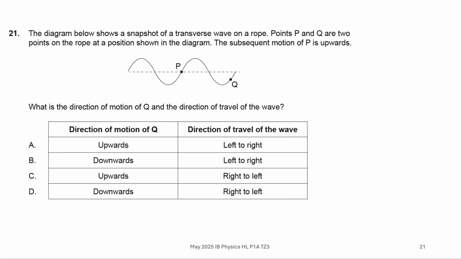Okay, as ever with questions like this, we're going to rule out some answers and we're going to start with the direction of travel of the wave. Now to do this, we're going to use the fact that we know that the motion of P is upwards. We're also told that it's a transverse wave, so it could be important for later. Always make sure you're identifying whether we're dealing with transverse and longitudinal.